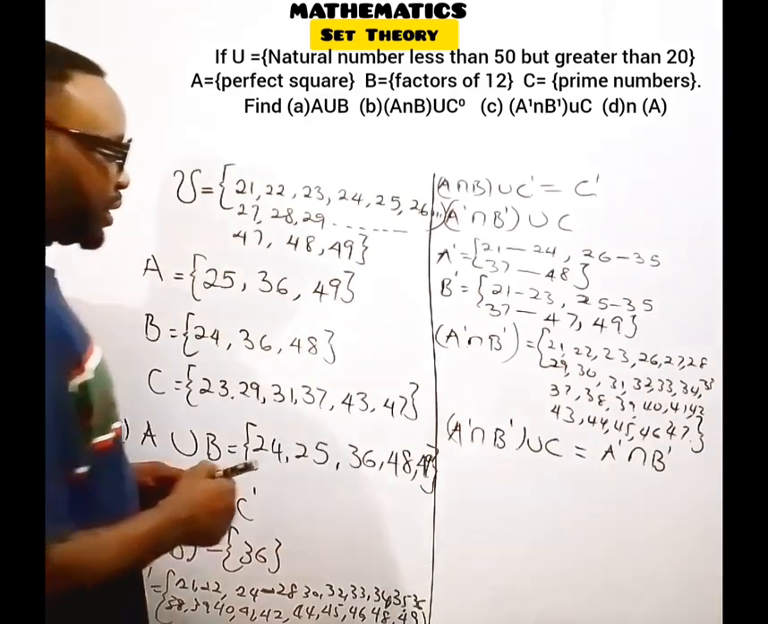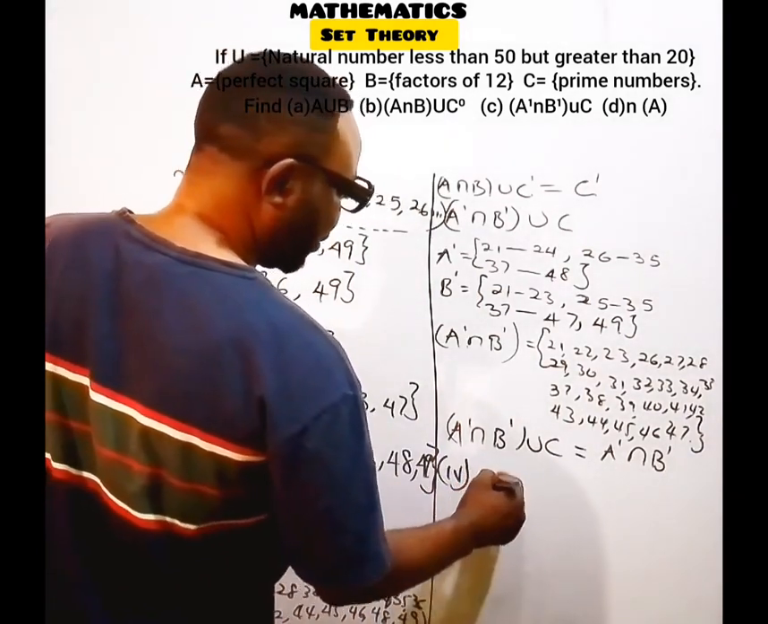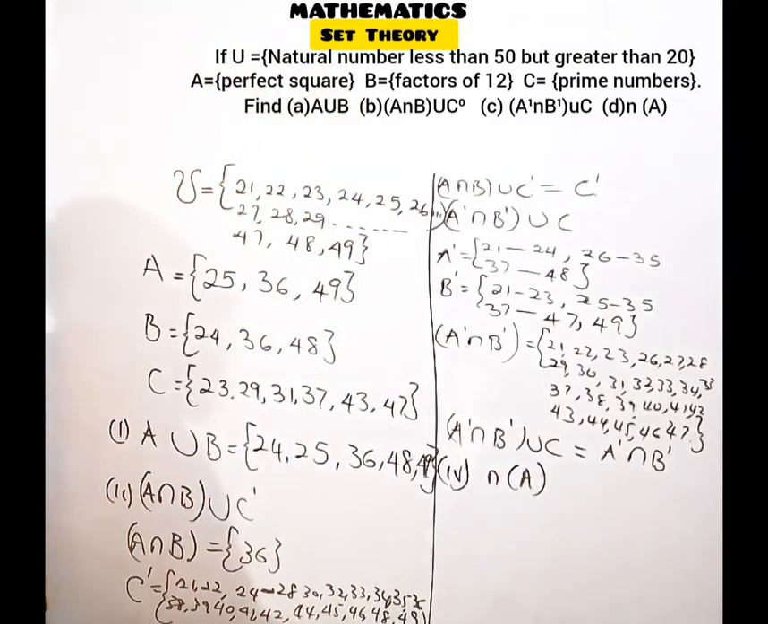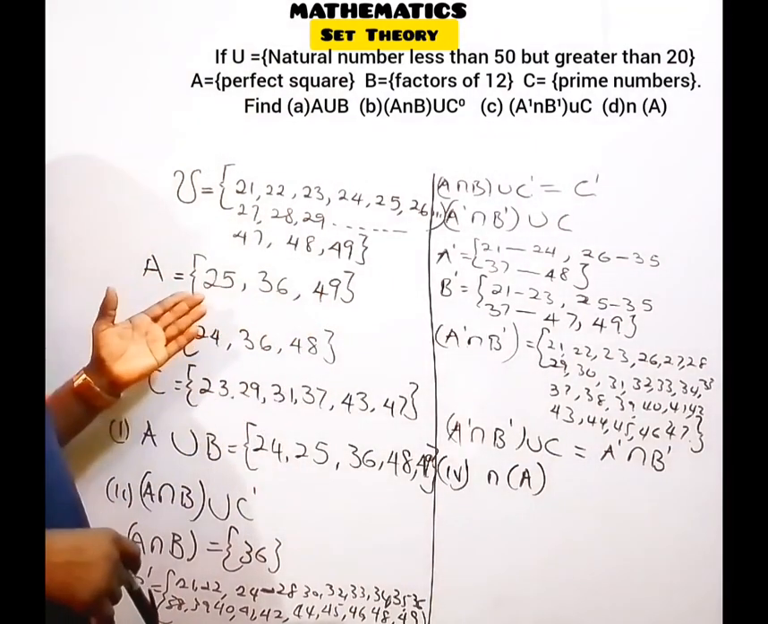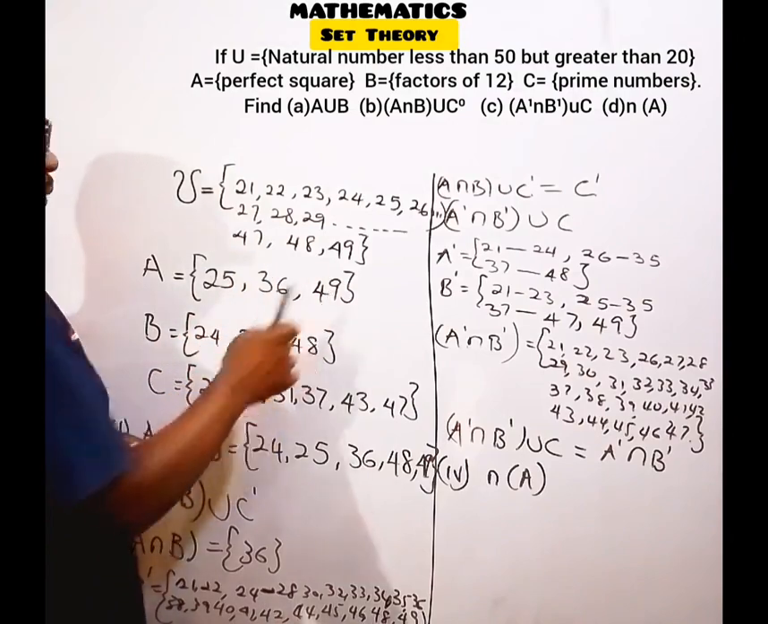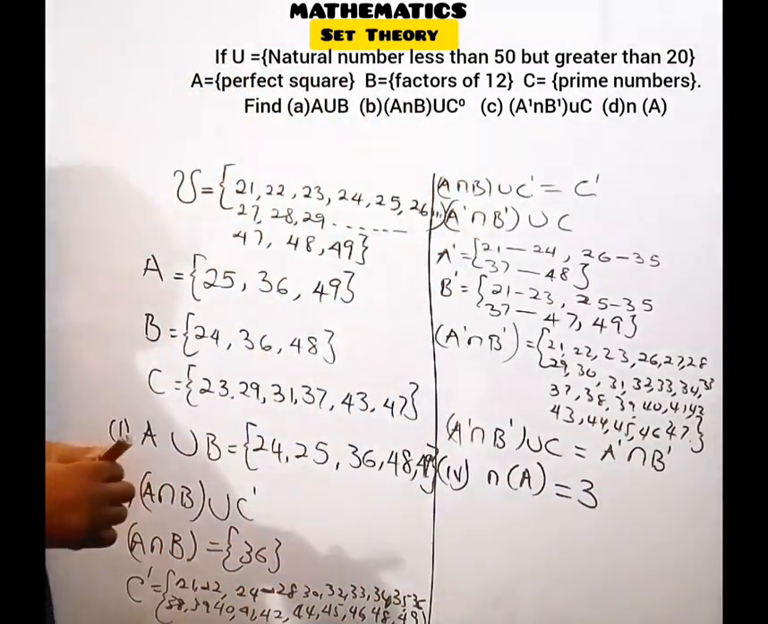Now, the fourth question there says that we should find the number of A. Now let's look at the number of A that we have here. The number of A, we have how many elements there? 1, 2, 3. So number of A is equal to 3.